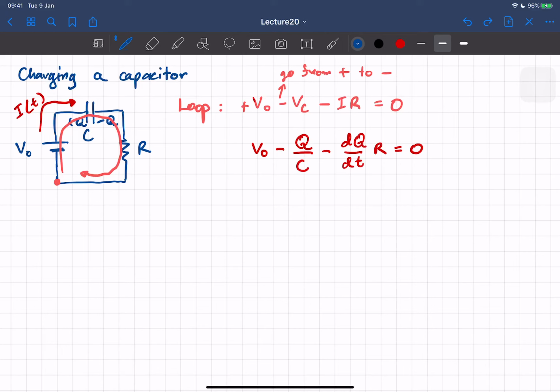But anyway, this is another differential equation. It looks a little bit more difficult, but the way we solve it is exactly the same. So you can rearrange this and move everything that depends on Q onto one side. So you're going to have dQ over Q minus CV0 on one side, and then minus 1 over RC dt on the other side like this. This step is just rearranging, so there's nothing crazy going on. So rearrange.